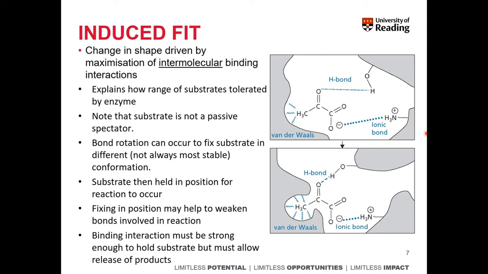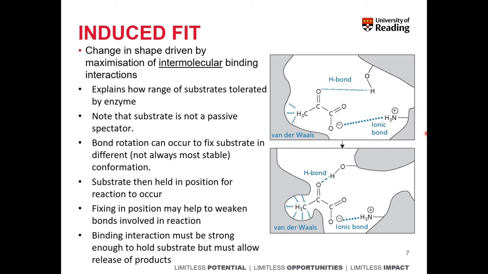Now this process explains how a range of substrates can be tolerated by the enzyme and how the enzyme can turn over or react with a range of substrate molecules. You should note that the substrate is not a passive spectator in this process. It doesn't just simply watch whilst the protein wraps around it. The process is driven by interactions between the molecule and the protein. So the role of the substrate molecule in this isn't passive. It plays an active role in changing the shape of the protein.